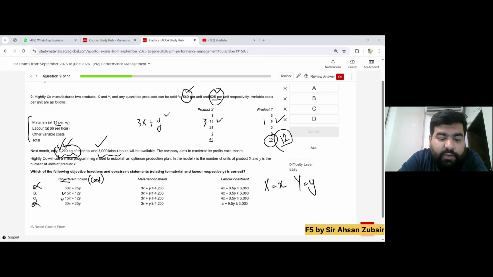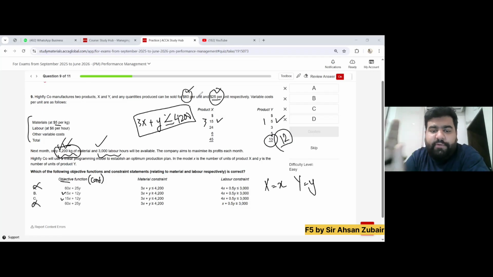Now the kgs you are available with is 4,200 kg. So you will make here less than or equal to 4,200. It means that for the material you can use, you have a limit of 4,200. You can use either the complete 4,200 or less. You can't use more because you don't have that. So this is the equation for material.